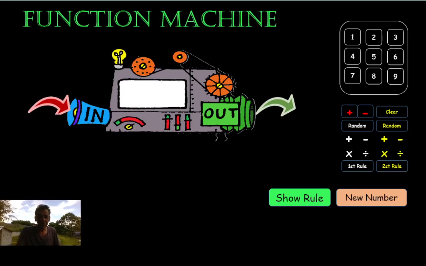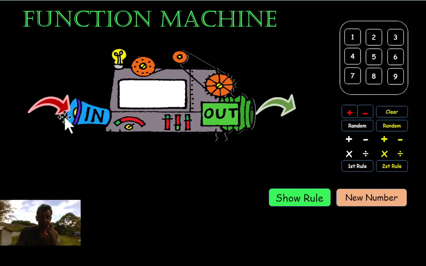Okay, this is Function Machine. This is a new piece of software. I've already noticed that where it says new number, that should be changed to new function. So that'll be changed. I still have to double check it and triple check it, but everything's at the moment working fine.